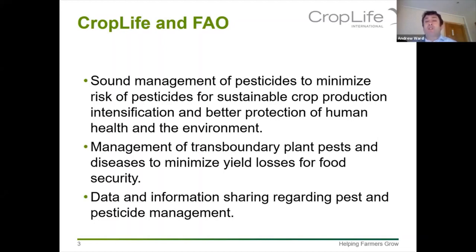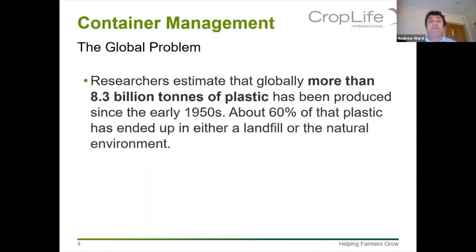In terms of management of transboundary pests, we realize that can often lead to products being bought, and how can we work on the management of the containers there. And then also when we're talking about sound management of pesticide, that's not just the application in the field, that's dealing with the containers in a responsible manner afterwards as well.